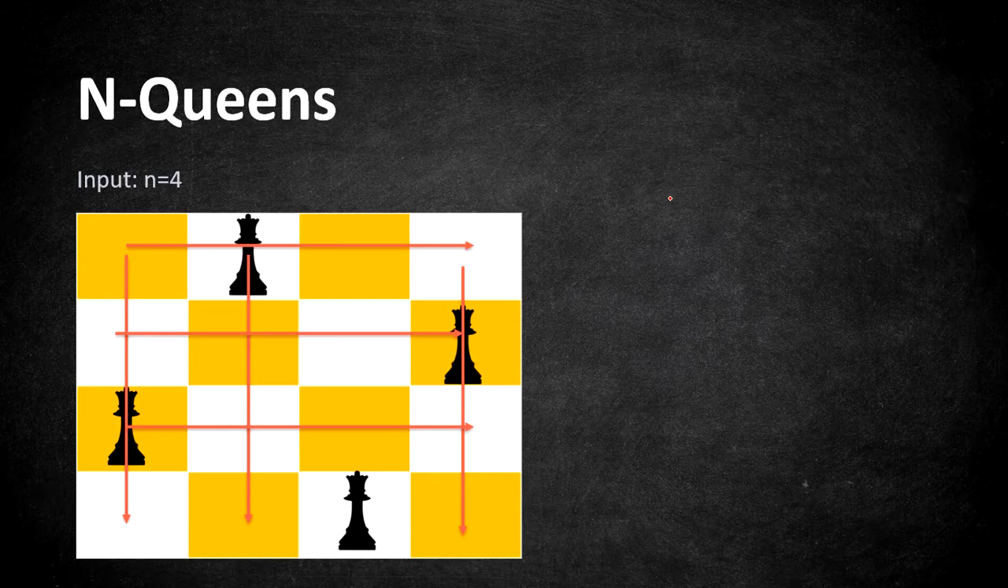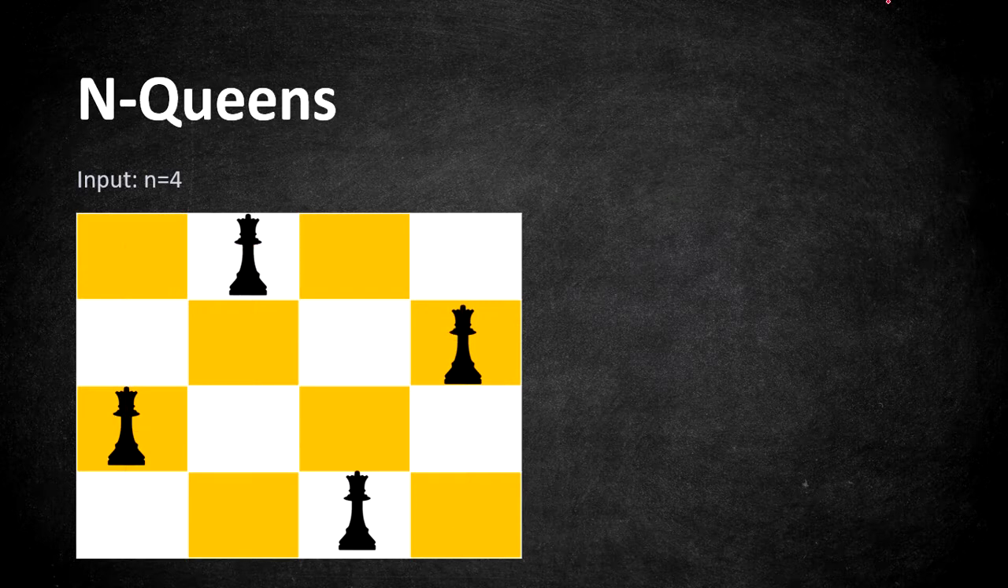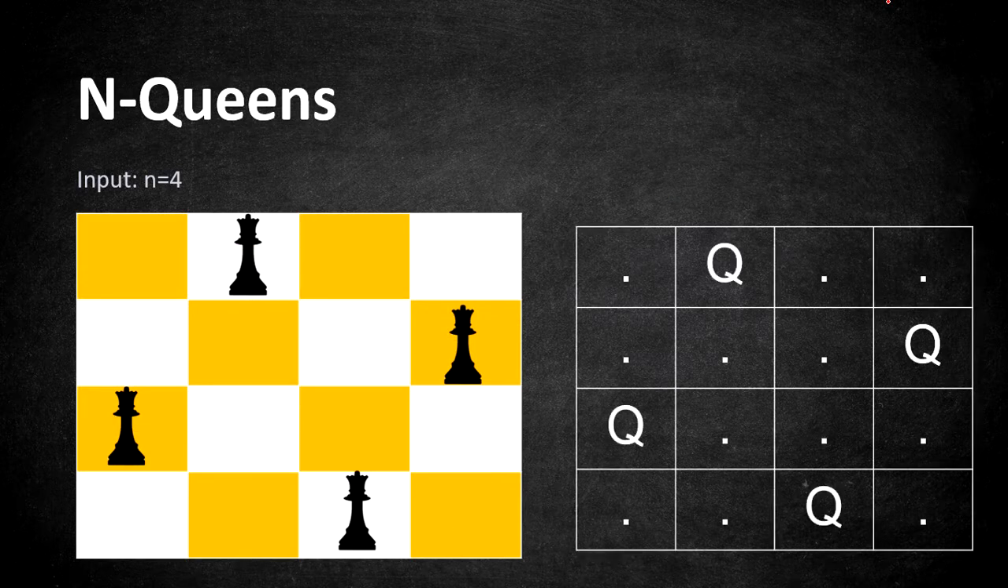Finally, in this problem, we have to return a result in this form, where we place a dot in empty spaces and Q where we have placed our queens. This is one possible placement of 4 queens in a 4 cross 4 matrix, and we have to return all possible solutions for placing 4 queens in this chessboard.